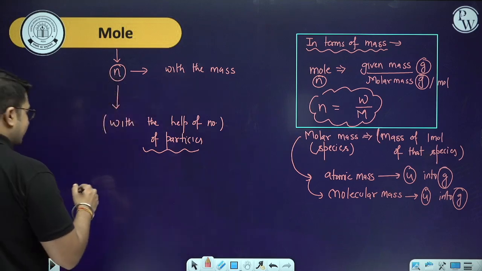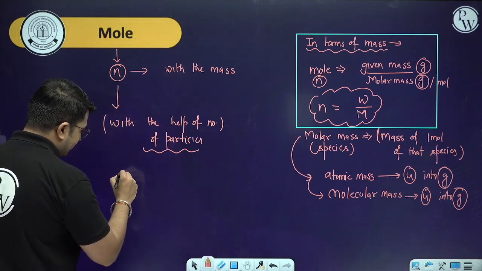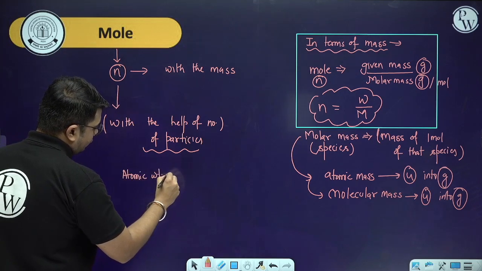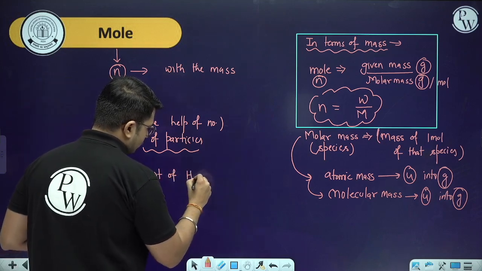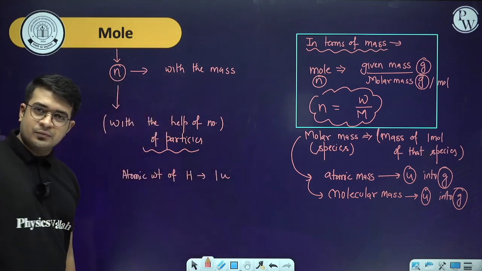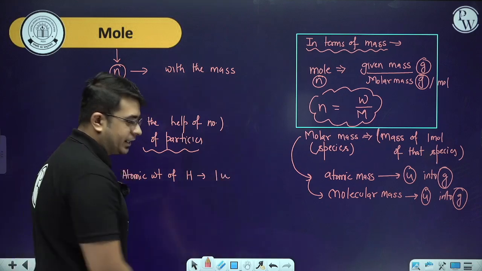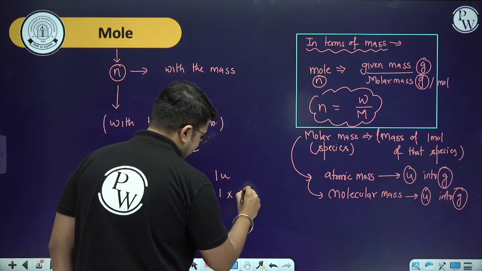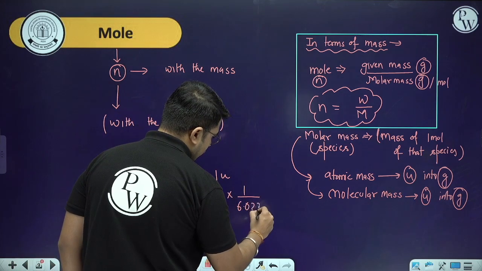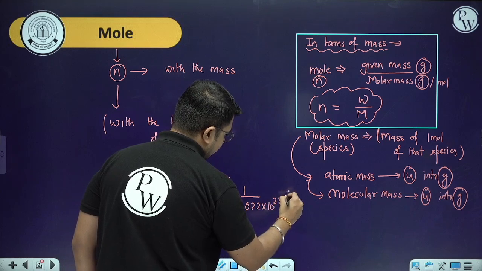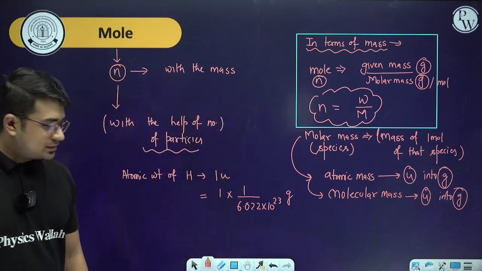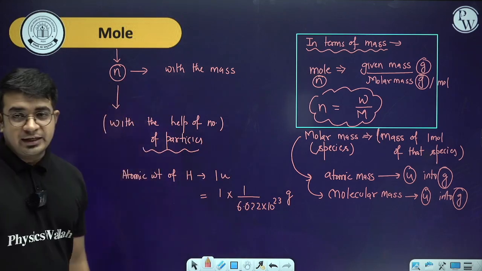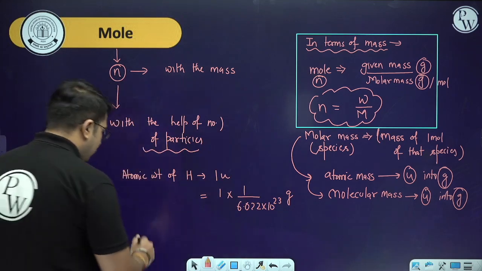Let me tell you a very simple example. Let's say we are talking about the atomic weight of hydrogen, which is 1 u. Now you know that you can convert this u into grams. That will be 1 multiplied by 1 upon 6.022 multiplied by 10 raised to the power 23 grams, because 1 u is basically 1 upon 6.022 multiplied by 10 raised to the power 23 grams, which we already calculated.